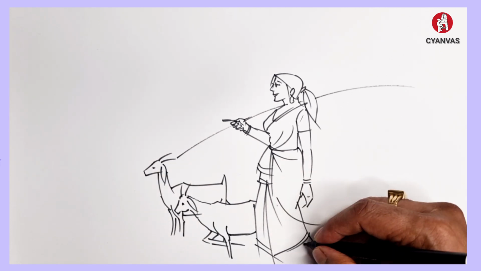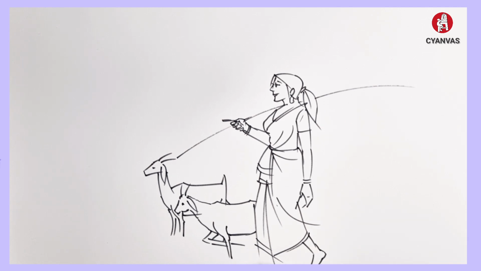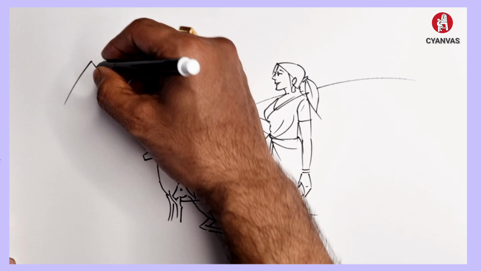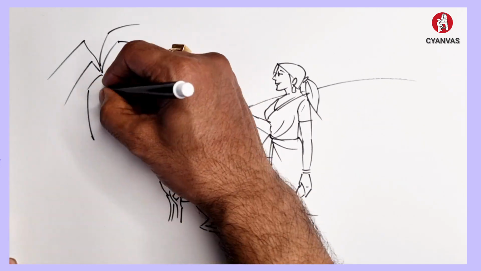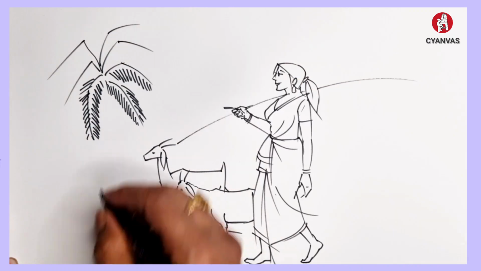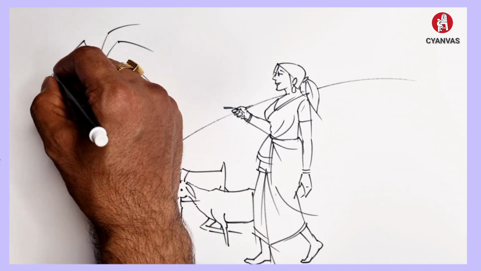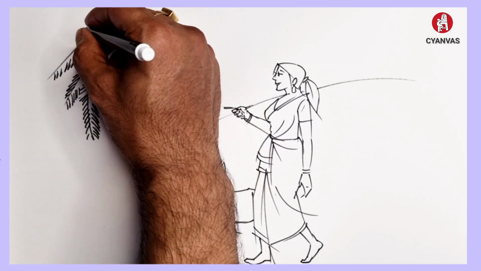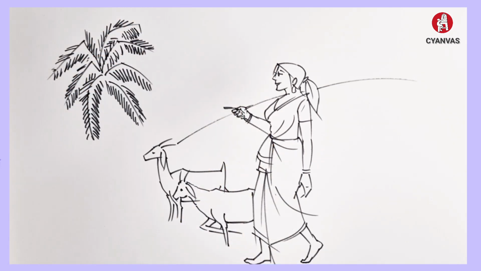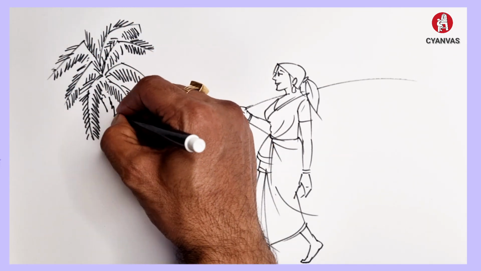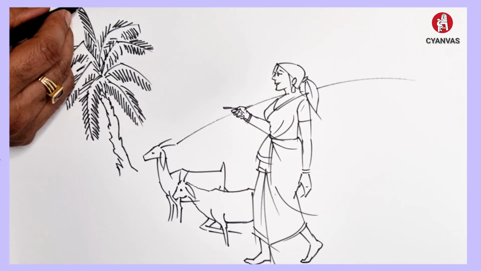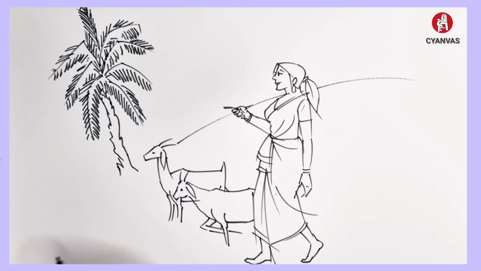No. See the process properly. Is this tough? Yes. Tough. Now you have to complete the tree. I know. After completing this tree, we'll draw the background also. The tree is very easy. If you follow this video, then you can draw this one very easily.